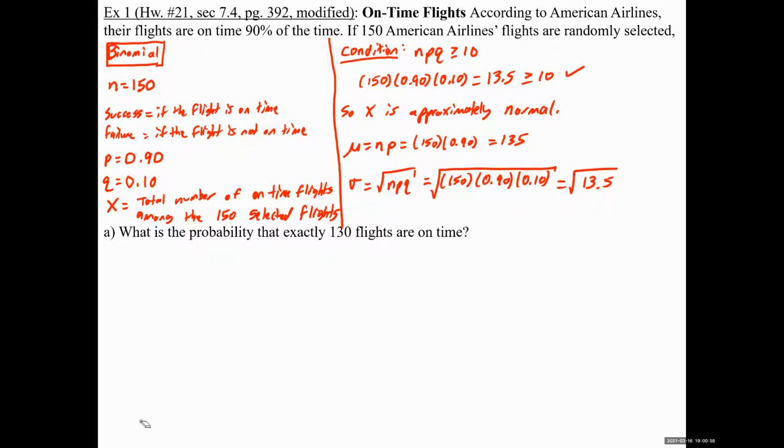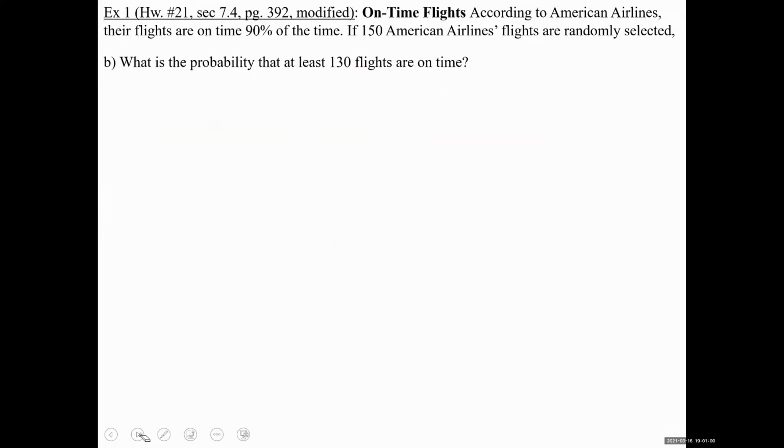Okay, we're gonna skip part A, let's go to part B. We'll come back to part A. That'll be the last part we do. Let's look at this one. What is the probability at least 130 flights are on time? Okay. At least, so what does at least 130 mean? It means 130 or bigger. That's what at least 130 means.